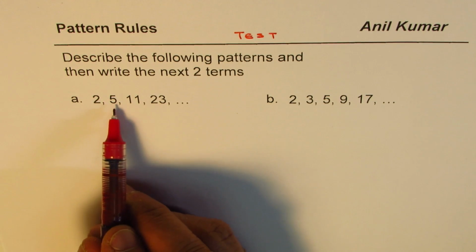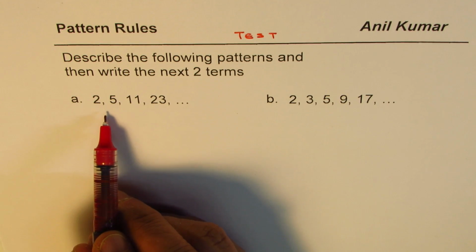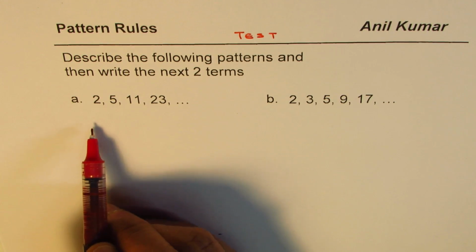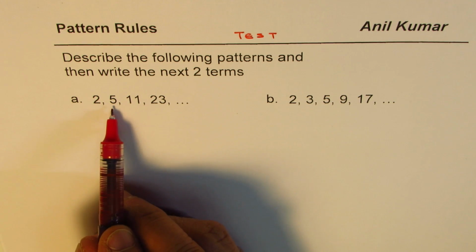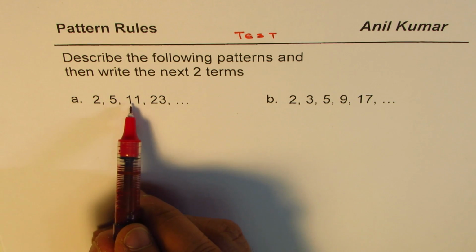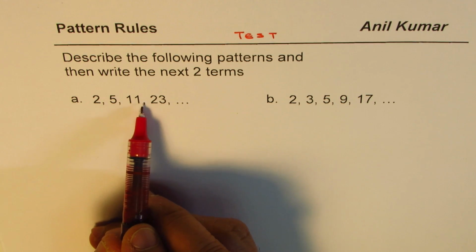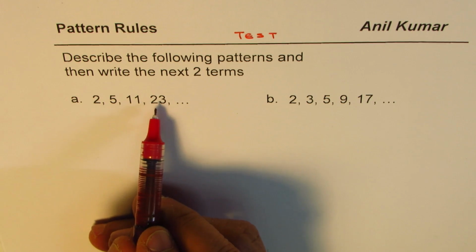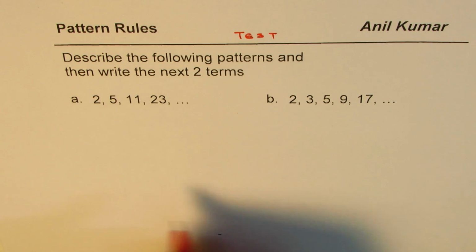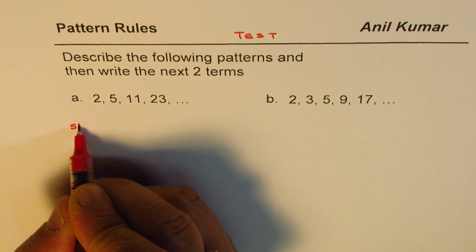There is no constant difference, nor are they being multiplied by a fixed number, right? So 2 to 5, then 5 to 11 is almost double, and 11 to 23 is also double. But what we notice here is it is one more than twice. Do you see that?